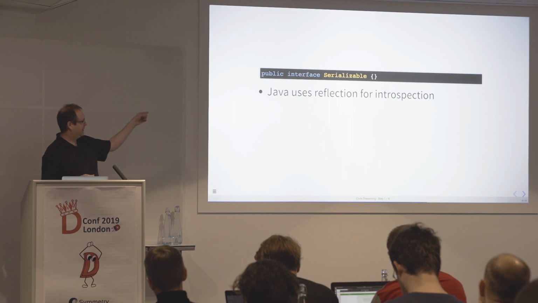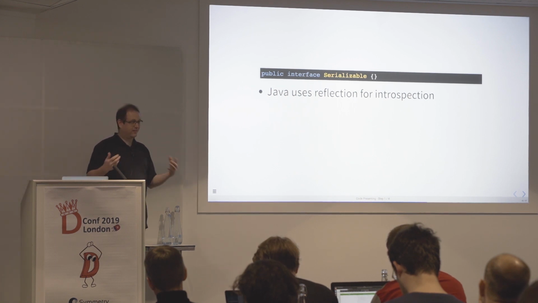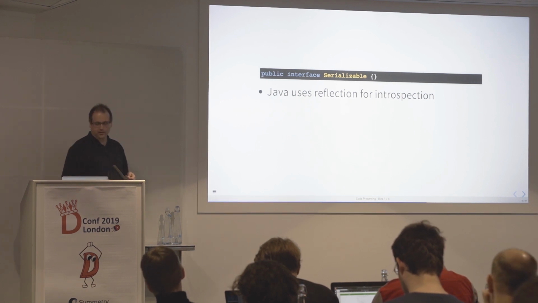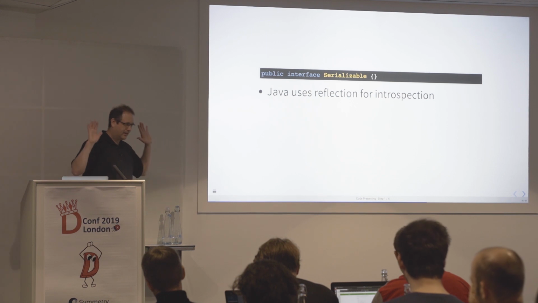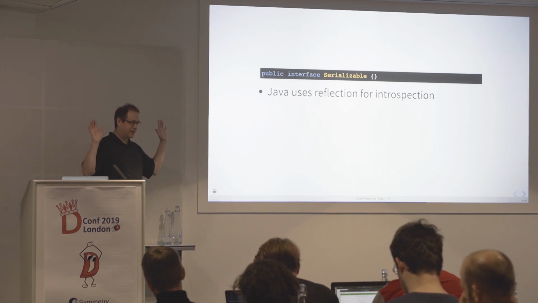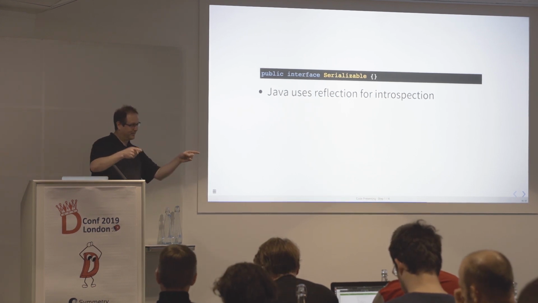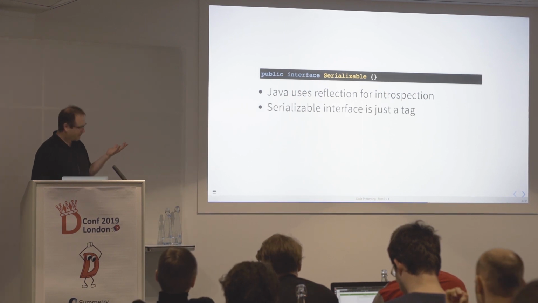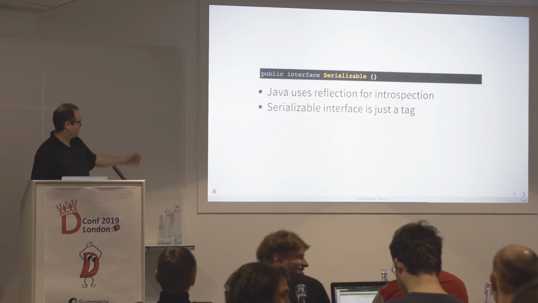But the interface has to be on there because Java serialization has to access the private data. So basically, it's like a gentleman that says, I'm not going to touch your private parts, unless you give me permission, then I'm going to touch them here and over there. So basically, it's just a tag.